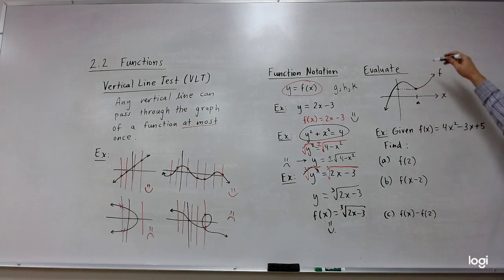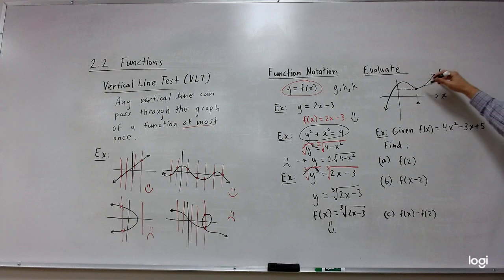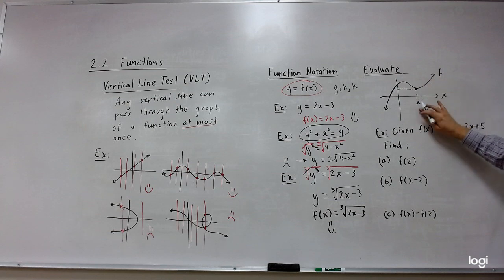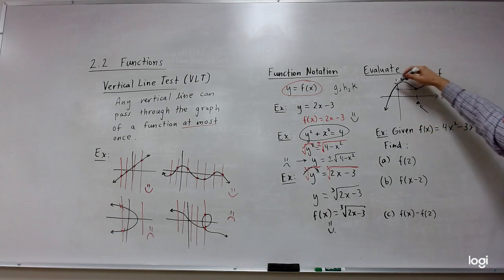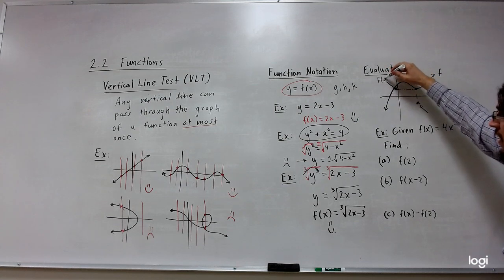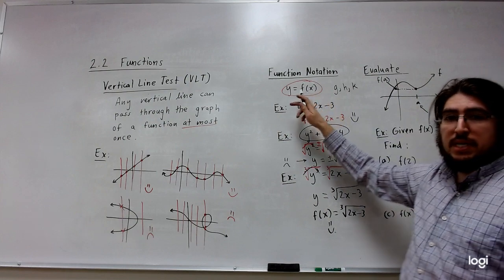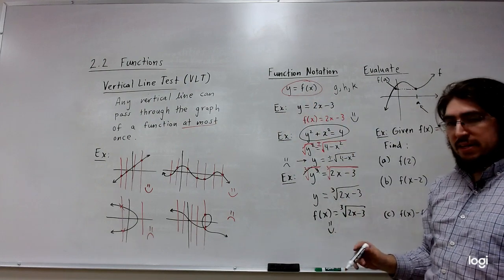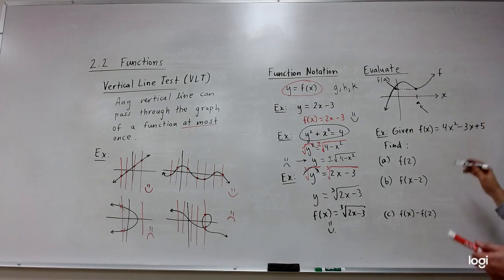Oh, by the way, from a graphical perspective, if this is a point on the function, then its y value is f of that x value. This x value is a, so its y value is going to be f of a because of our notation. The y value is equal to f of the x value. So we'll see that here.